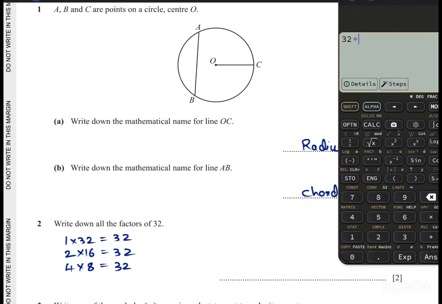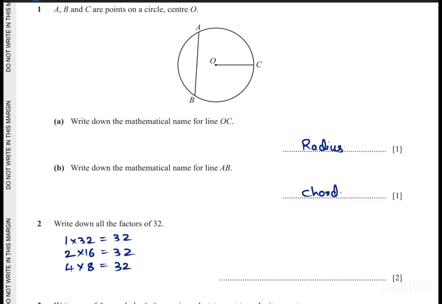Then divide by 8. You get 4. So already we have 8 and 4, so we can stop here. As you get the repetition of factors, you can stop. And now write all these numbers as factors. So 1, 32, 2, 16, 4, 8 are the factors of 32.